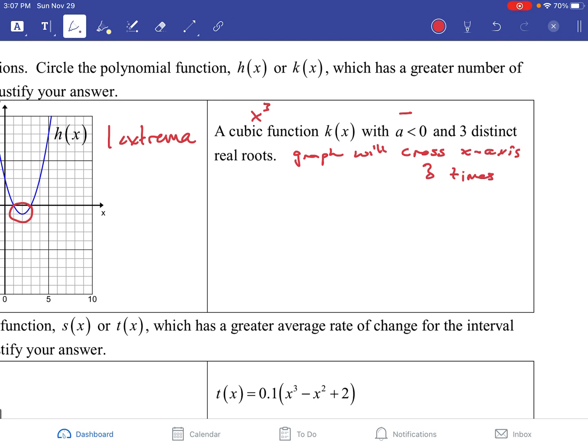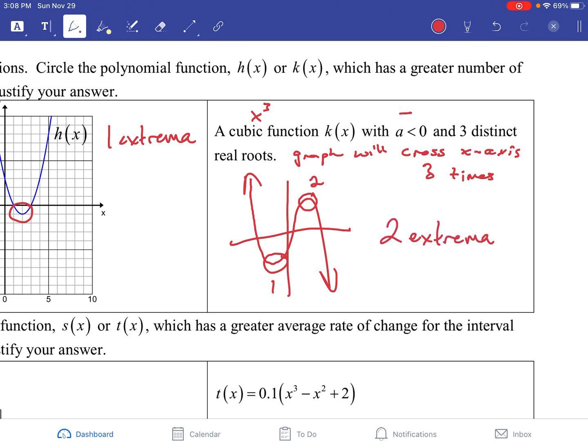Okay, so let's look at this, we can sketch kind of a graph to see what this will look like. So it's an x to the third, but it's negative, so it's going to start up top, and it's going to cross the x-axis 3 times. So there's 1, 2, and 3. Okay, so because it crosses our x-axis 3 times, what we end up with is 2 extrema. So we have one peak and one valley.